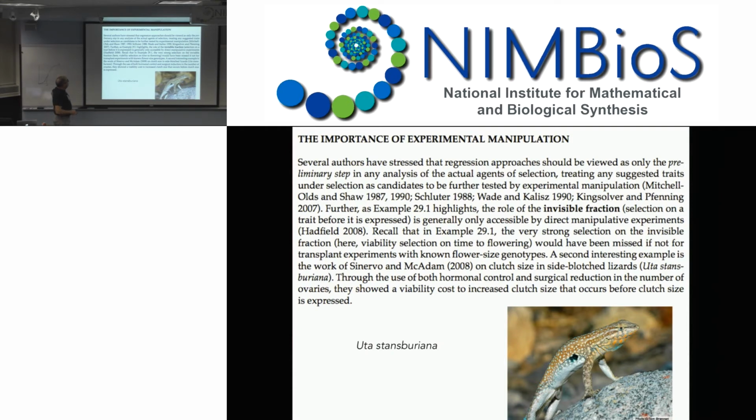A wonderful experiment is given by Barry Sinervo. What he basically showed was that clutch size in these side-blotched lizards, there's the blotch on the side, has an impact early on. So he used hormonal control. He also went in and surgically removed some of the ovaries, so he'd have fewer ovaries, sewed them back up, and looked at the survival of those. And what he showed was there's a viability cost to increased clutch size that occurs before clutch size is expressed.